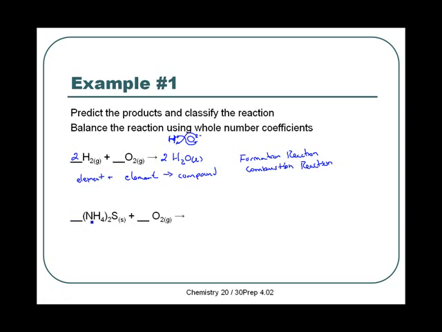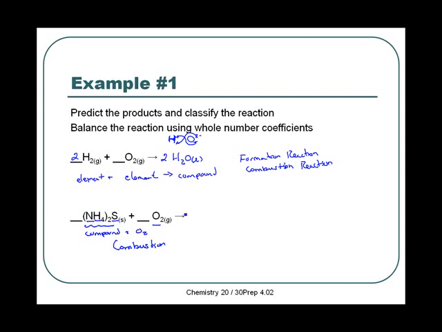For the next reaction, we have a compound reacting with oxygen. So this is definitely a combustion, because it's reacting with oxygen. Combustion reactions say that we take our compound and break it into its most common oxides. So we have nitrogen, hydrogen, and sulfur.